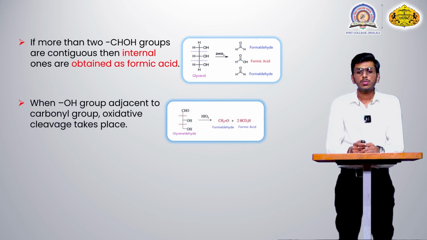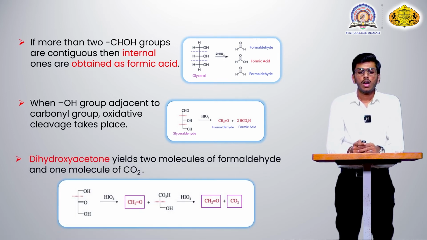When an OH group is adjacent to a carbonyl group, oxidative cleavage takes place. Glyceraldehyde on oxidation with lead tetraacetate gives a formaldehyde and 2 moles of formic acid. Dihydroxyacetone yields 2 moles of formaldehyde and 1 mole of carbon dioxide. The reaction of this oxidation is shown below.